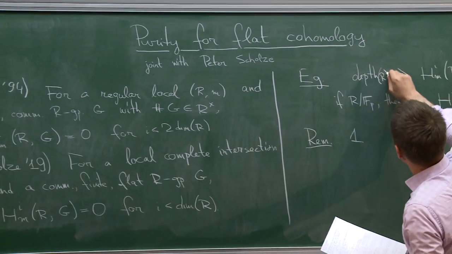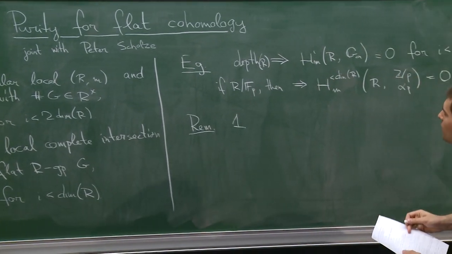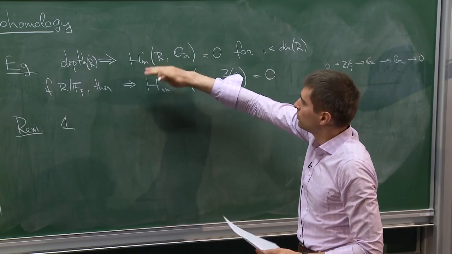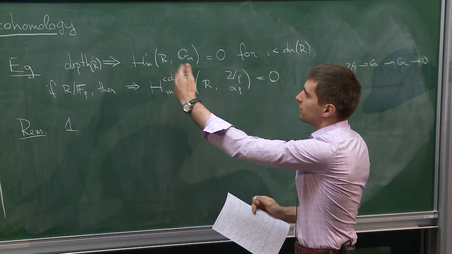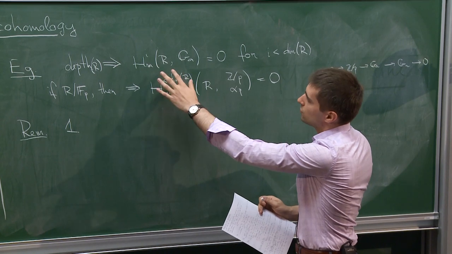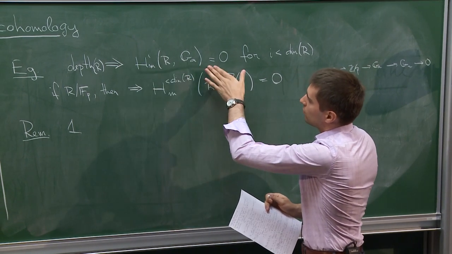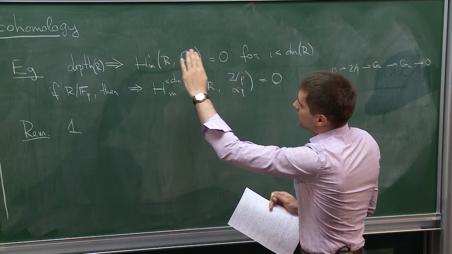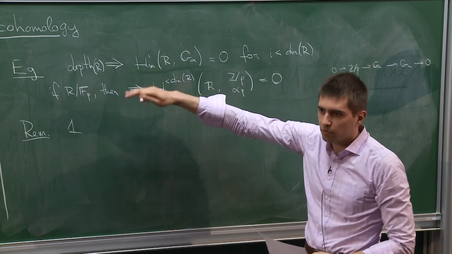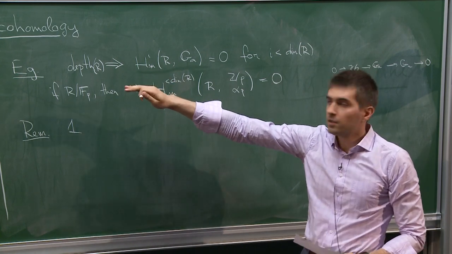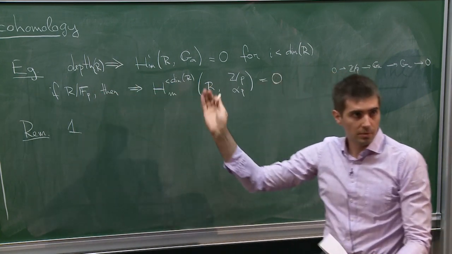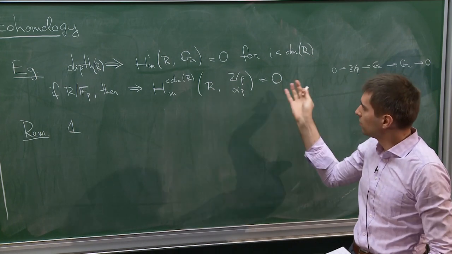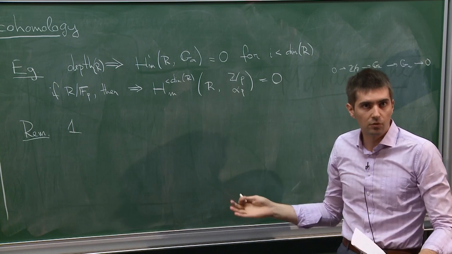Depth of R. One always has, for a Noetherian local ring, the cohomological characterization of depth as in SJ2: one looks at this local cohomology group, and it vanishes precisely in cohomological degrees less than the depth of this Noetherian local ring. Because our ring is a complete intersection, depth equals dimension, and so we see that our flat cohomology phenomenon is really coming from local cohomology.